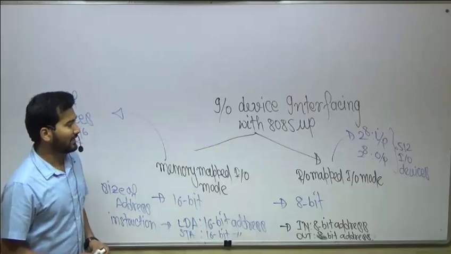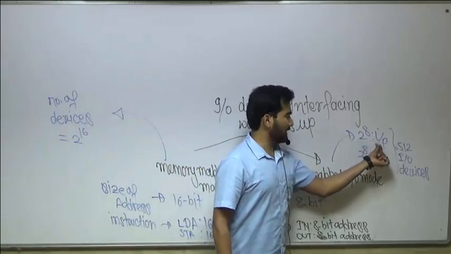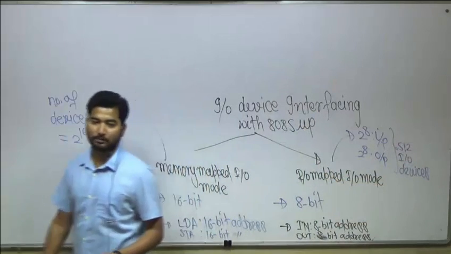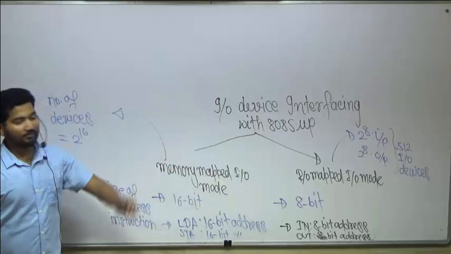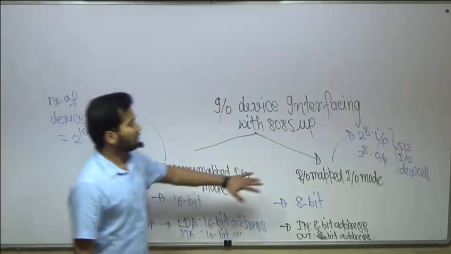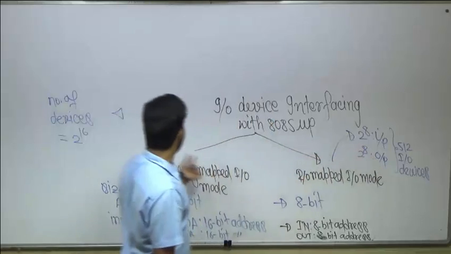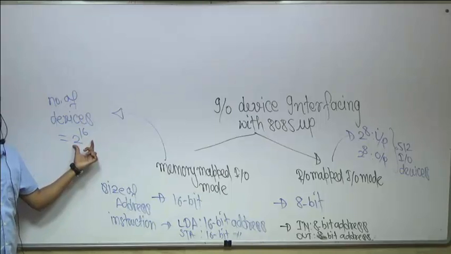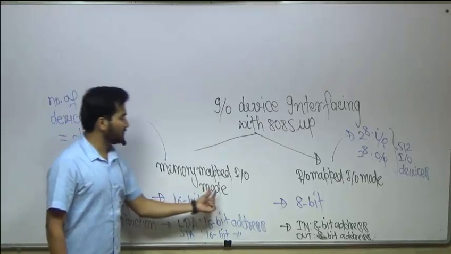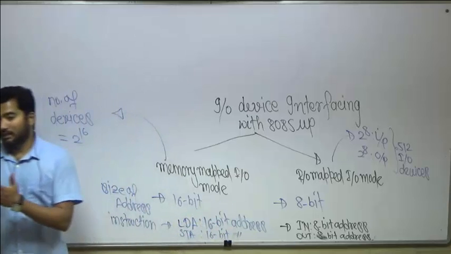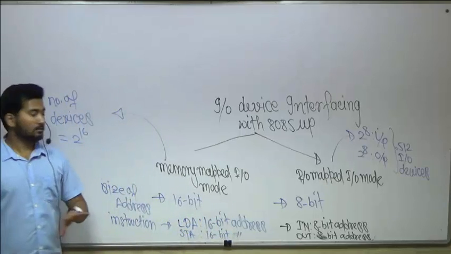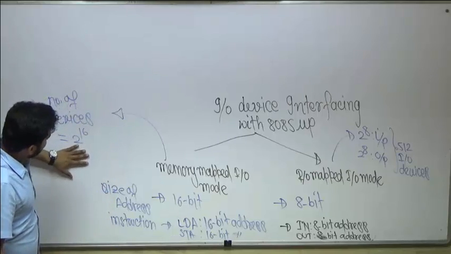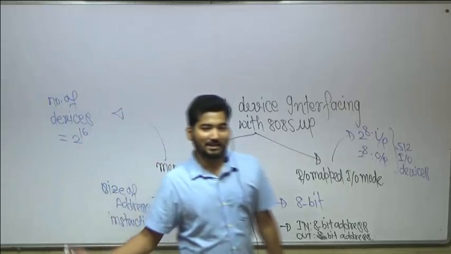In IO mapped IO mode, we can connect 2 to the power 8 input devices and 2 to the power 8 output devices, all in all 512 input output devices. If we need more than 512, we have to connect these input output devices in memory mapped IO mode, where we can connect 2 to the power 16 IO devices. But then the IO device is treated as memory, and we use the memory locations, so we can connect this many input output devices in this mode.